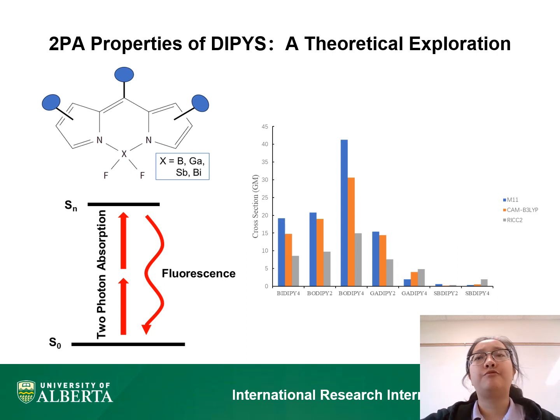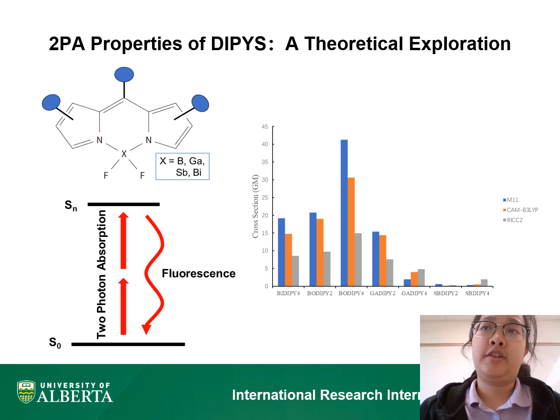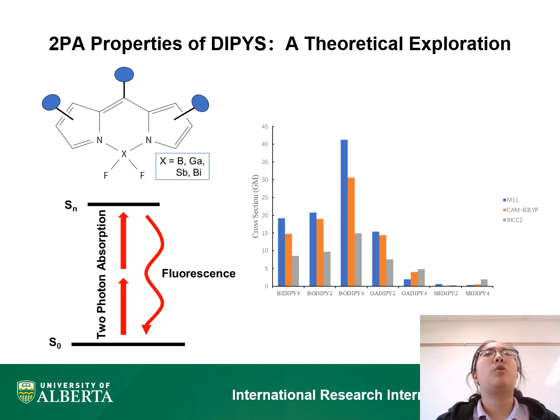My research focuses on DIPYs, small, elegant molecules with high stability and one-photon absorption property, and also low toxicity, which makes them widely used in biomedical research. It is very promising for a 2PA dye, but its cross-section is very low. So I want to know whether 2PA is improved when I change the boron to other similar elements, and how can I modify these molecules to enhance their cross-sections.